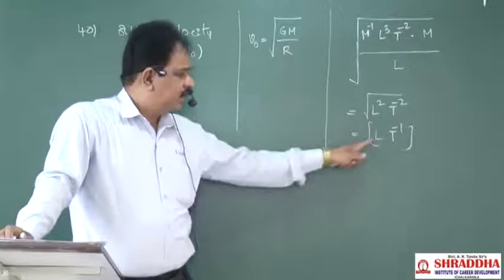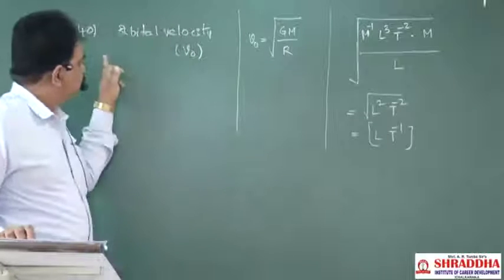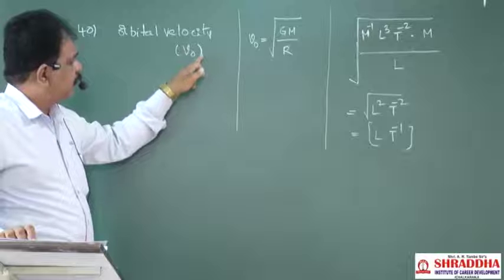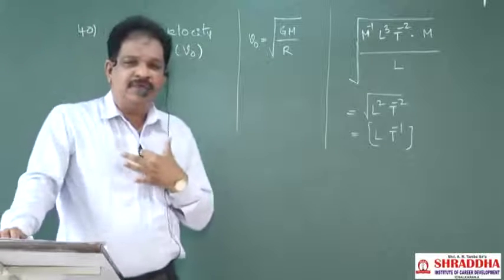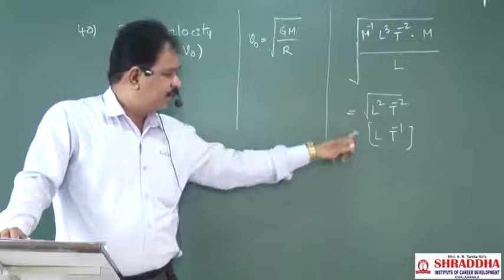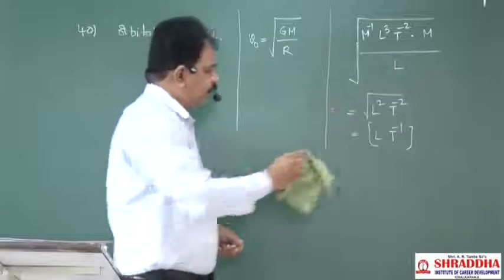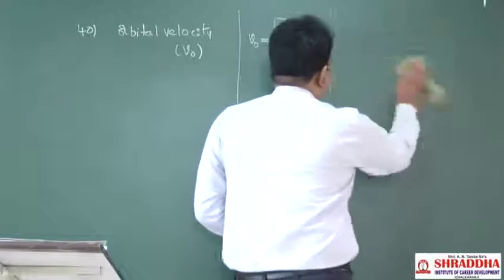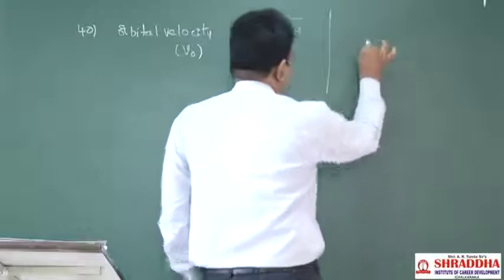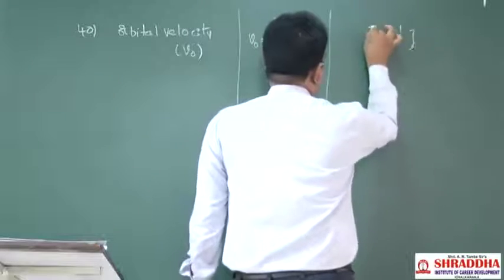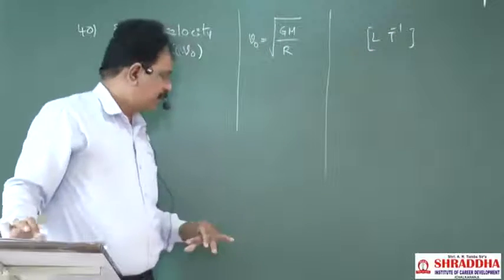Clear? So what is the velocity dimensional formula? The same dimensional formula will be there for orbital velocity also. So what is the dimensional formula of orbital velocity? L T power minus 1. Clear? Every dimensional formula you have to memorize, remember. So the dimensional formula of this will be L T power minus 1. Clear? Next.